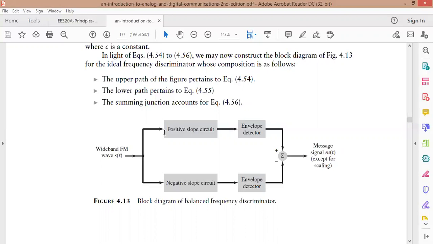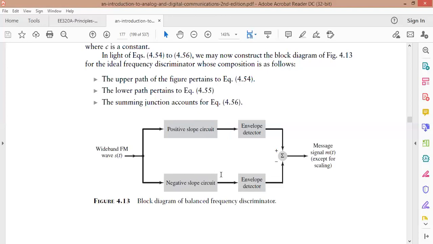That means the slope variation should be a positive slope variation, that means with respect to increasing slope. If the input is applied to the increasing slope of a certain system, then you will get the amplitude modulated signal from that circuitry, that is positive slope circuitry.